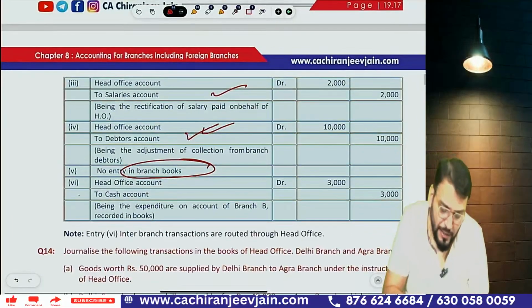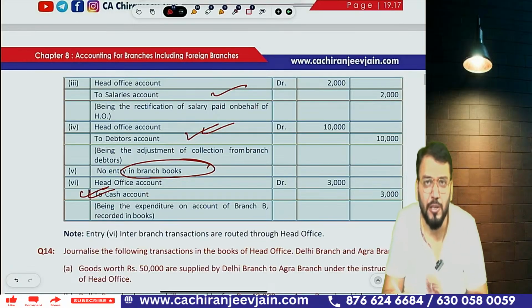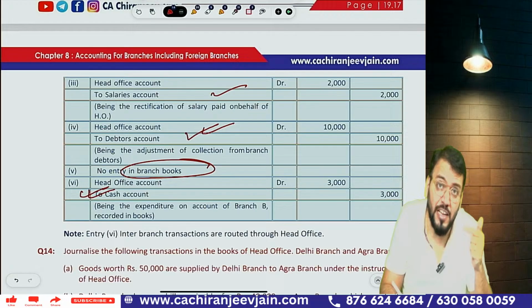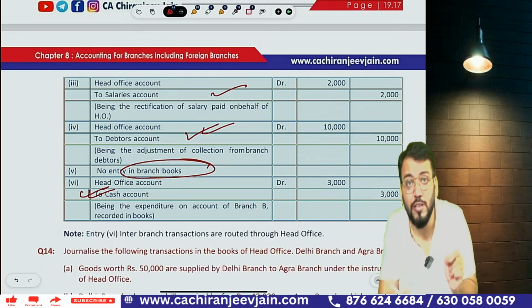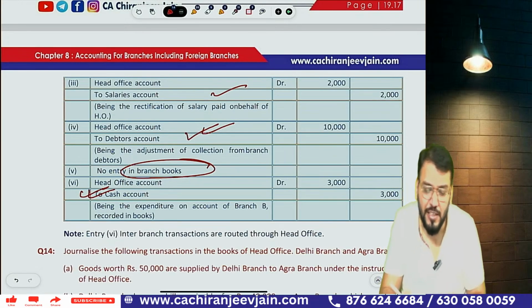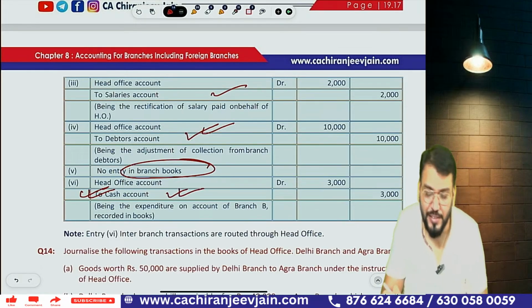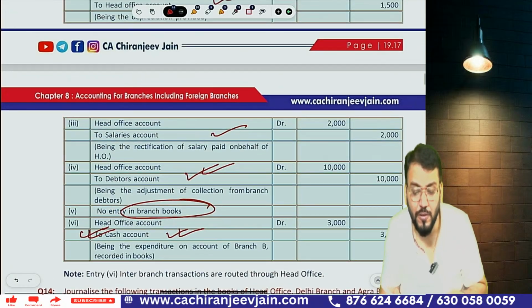So of course, they have done HO account debit to bank. That is also correct because we assume that it is not yet recorded. If the advertisement expense transaction is recorded, then you will say HO account debit to advertisement expense. But if nothing is given, we assume it is not recorded. So HO account debit to cash. This also many have done wrong.